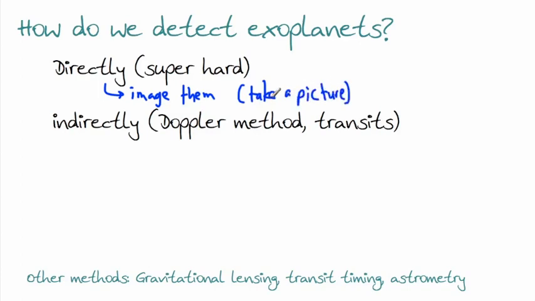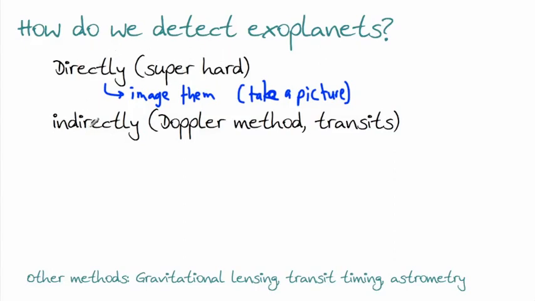This is unbelievably difficult to do because the stars themselves are millions of times brighter than the little planet. That would be like trying to take a picture of the sun with a little firefly right beside it. Of course, the sun would completely wash out the image. So imaging them directly is exceedingly difficult. We're just starting to figure this one out.